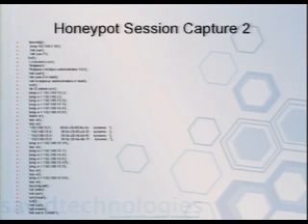Okay, honeypot capture 2. Basically this is kind of a poke around on a DMZ. Somebody was looking around for something. So we see that they're just digging around, looking for something. And they're not really doing too much. They're just trying to do some discovery, and it's not a very long capture.